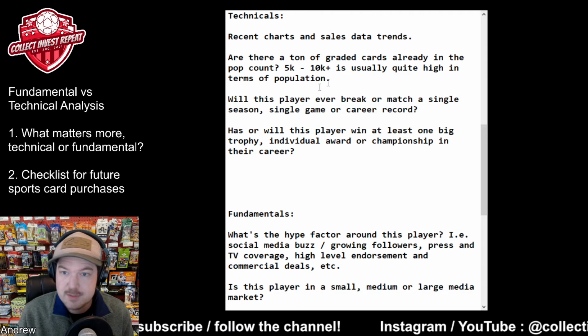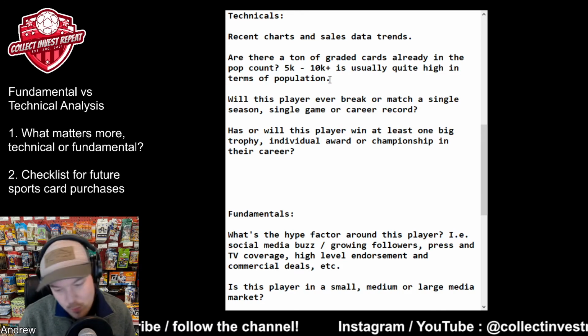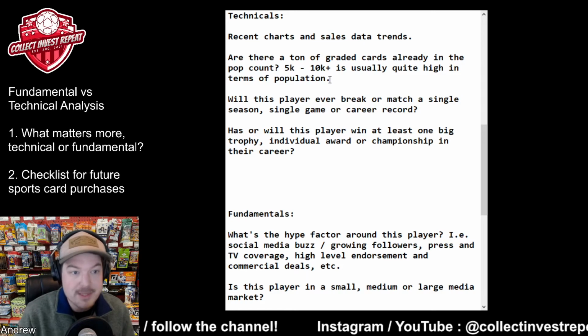Has or will this player win at least one big trophy, individual award, or championship? So will Malik Monk ever win an MVP? That is probably a long shot.